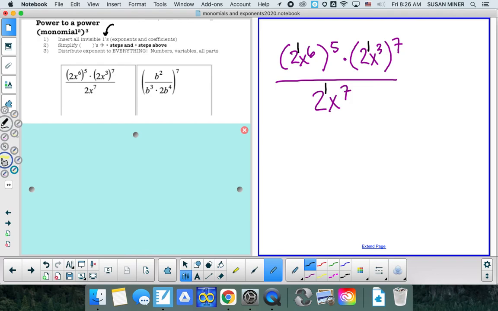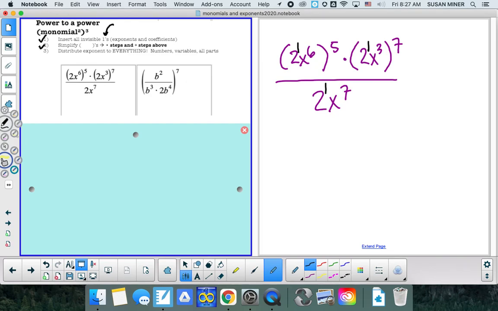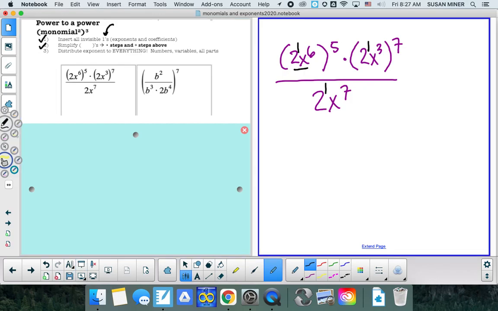Whether it's a letter or whether it's a number, everything gets an exponent. Then that's step 1. Step 2, the next thing that Ms. Miner kind of does is I just simplify inside the parentheses. If I need to combine any like terms inside here or simplify anything inside the parentheses, I do that first.